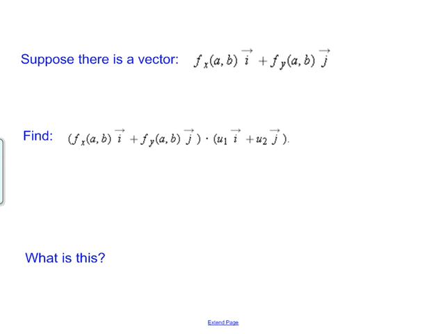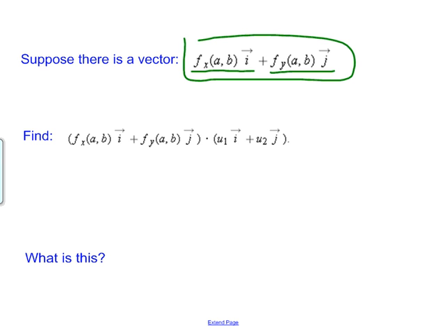So let's suppose that there's some vector, and this vector is the partial derivative with respect to x at the point (a, b), and that's in the i direction, plus the partial derivative with respect to y at (a, b) in the j direction. So this vector is just how the function is changing in x, shown in the i direction, plus how the function is changing in y, depicted in the j direction.